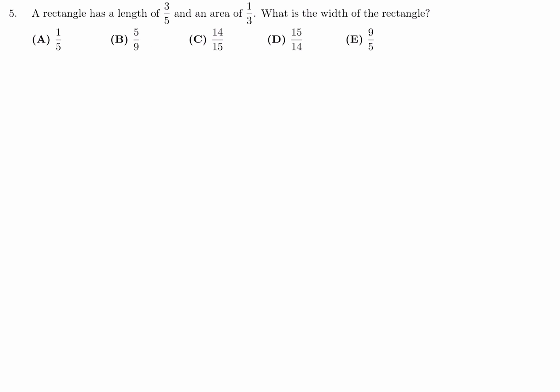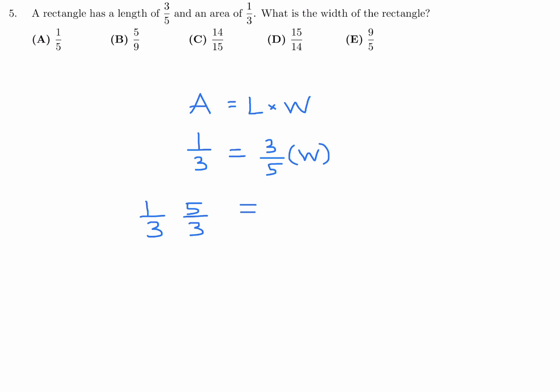A rectangle has a length of 3 over 5 and an area of 1/3. What is the width of the rectangle? Well, area is equal to length times the width. The area, they have told you, is 1/3. The length is given as 3 over 5, and now we just have to figure out the width. So cross multiply, and this gives you 1 over 3 is 5 over 3, like this, for W. And therefore the width is 5 over 9. And number 5, therefore the answer is B.